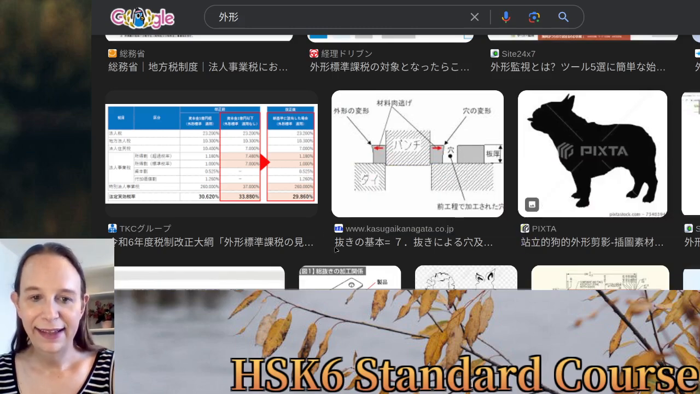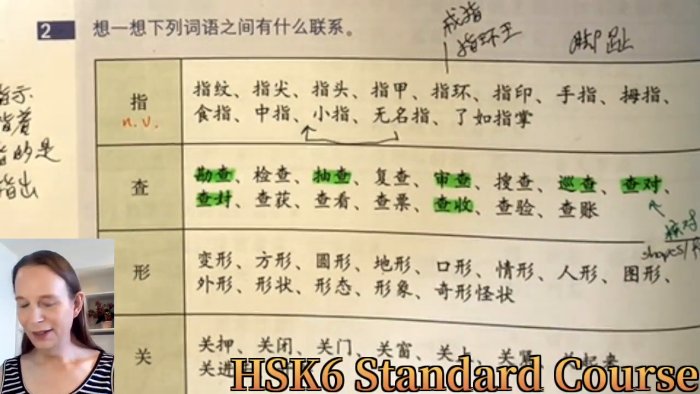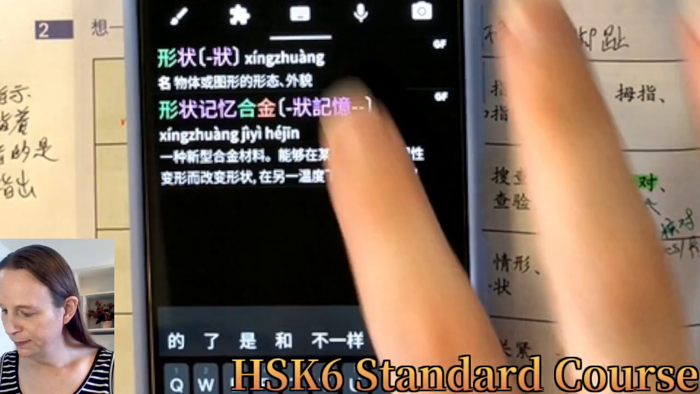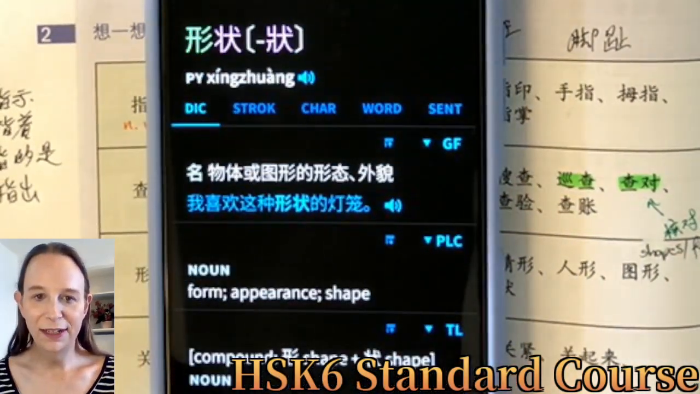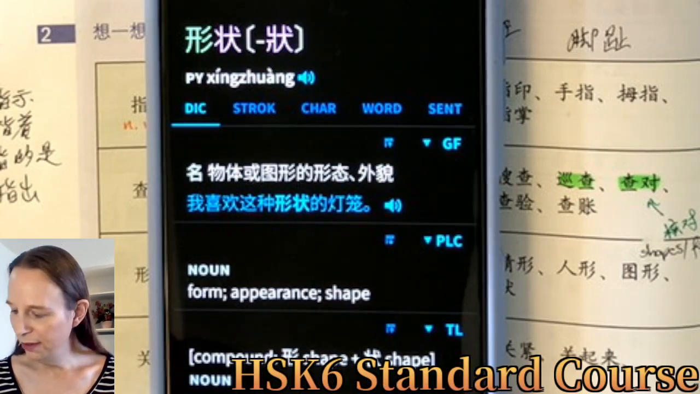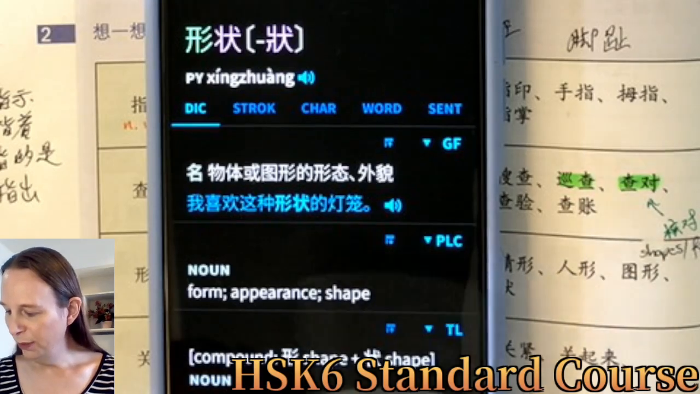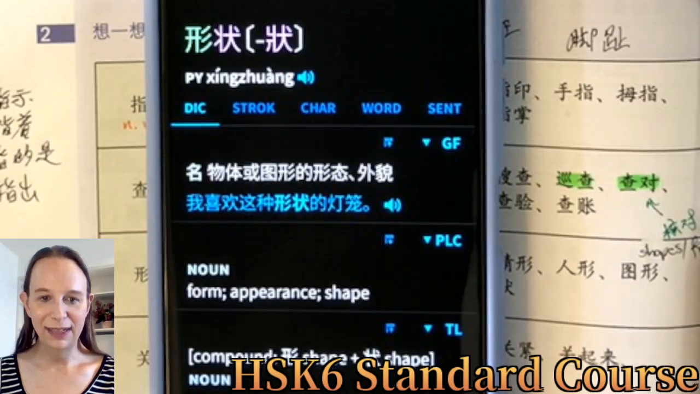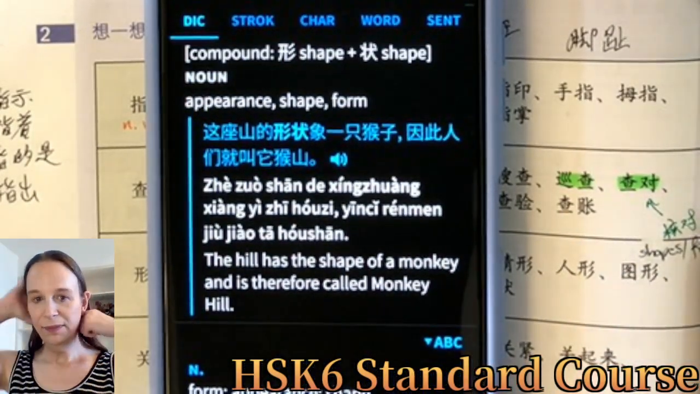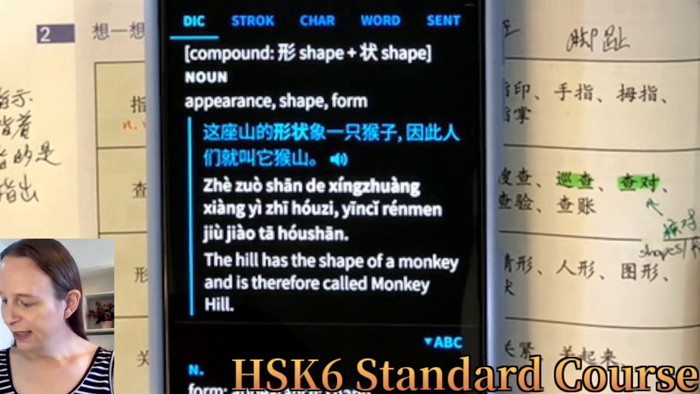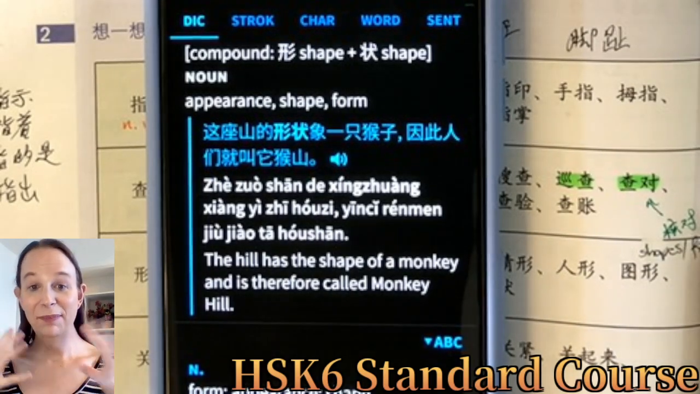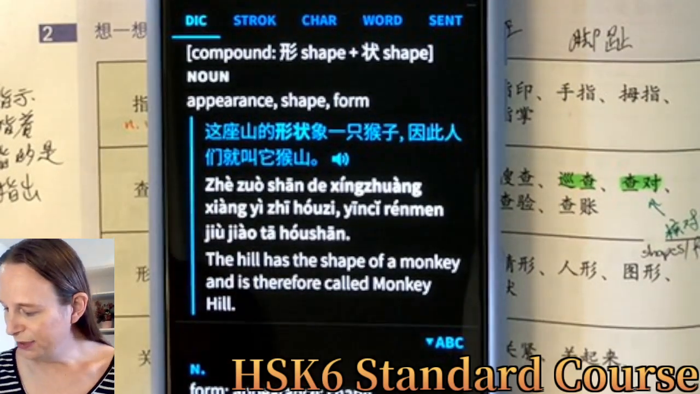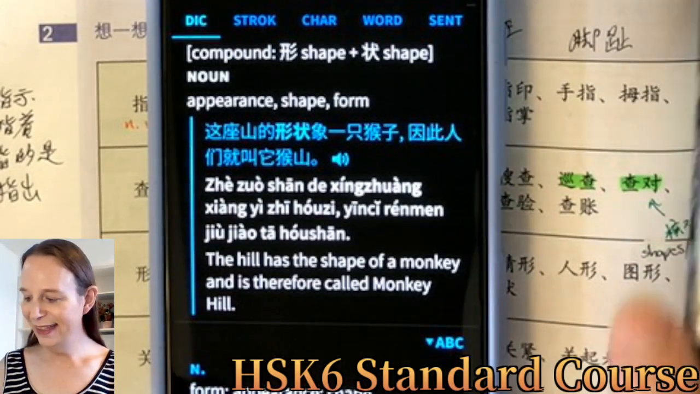形状. All right, 形状. This is the one for shape, right? 物体和图形的形态外貌. Yeah, okay. 我喜欢这种形状的灯笼. I like lanterns of this shape. 这座山的形状像一只猴子. So the mountain is shaped like a monkey. 因此人们就叫它猴山. Yeah. So this is the shape one.